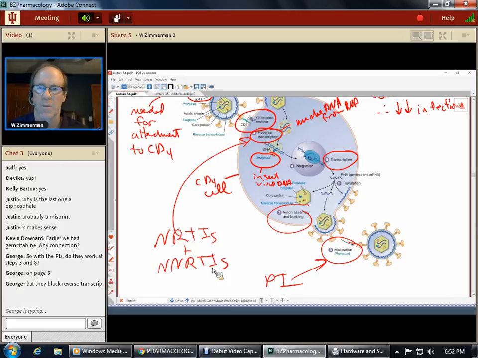Protease inhibitors don't do anything to reverse transcriptase. Oh, they block it. Yeah, okay. They're blocking the maturation, though. We don't want to say once the reverse transcriptase is in the cell that it's going to be active at that point. Once that reverse transcriptase is active, protease inhibitors aren't going to do anything. Is that better?